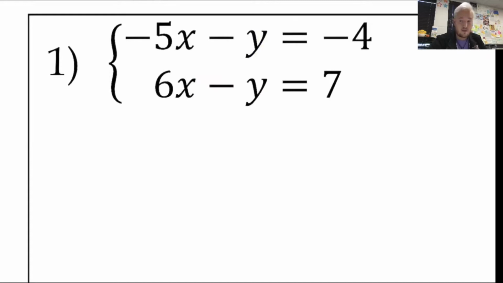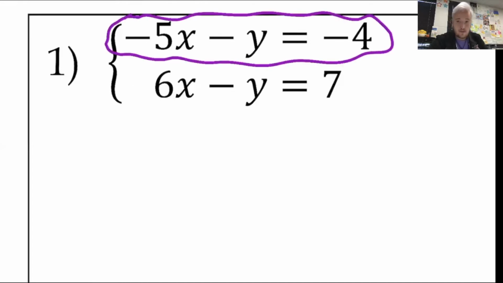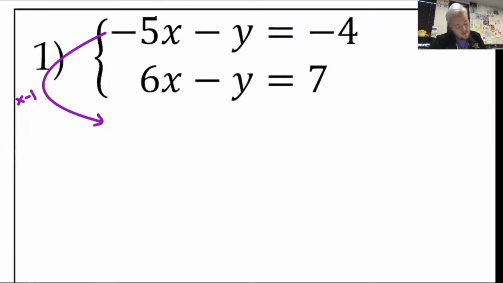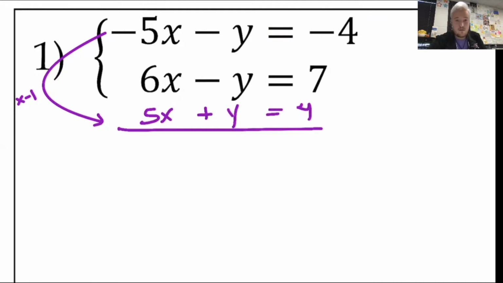So what that means is I want to multiply one of my equations by -1. I just want to flip the signs. So it doesn't matter which equation you multiply by -1, but if you look at this top equation, it's nothing but negatives, just like my life. Just kidding. So what I'm going to do is multiply this entire equation here by -1. So it's going to be 5x plus y equals +4.